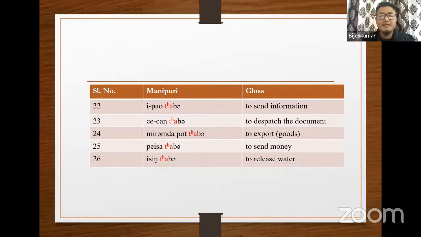Then in the same way, number 23, jesang thaba, it's also the act of dispatching the documents. Same thing, number 24, miram the potava, it's to export goods to some other place. Then number 25, paisa thaba, to send money. Ising thaba, to release the water, it may be from a reservoir for the consumption of a household. In that way, we used to say ising thaba.